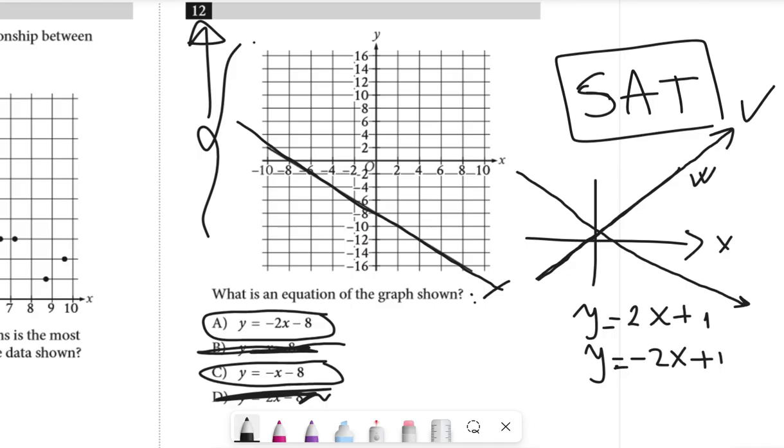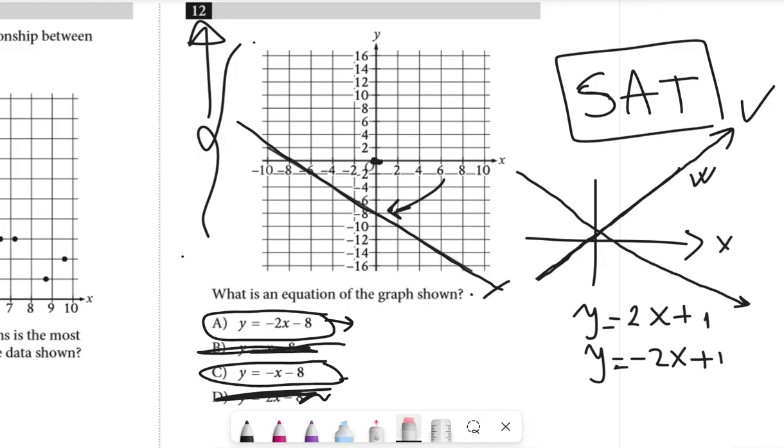Finally, how to find which one is correct? If you substitute one of the values, for example we substitute 0 for x, the answer has to be negative 8. Let's see if it's negative 8. In the first one, y is equal to minus 2 multiplied by 0 minus 8. Oh, we get minus 8. What about this one here? y is equal to minus 0 minus 8, which is equal to minus 8. So that doesn't help.